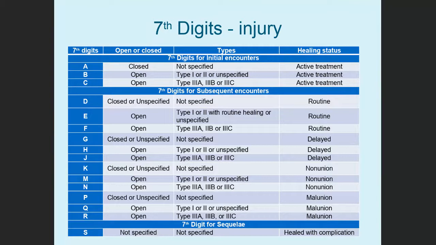However, these digits also indicate the healing status. Is it routine healing? Everything's going fine. Is it delayed healing? Or is there a diagnosis of nonunion or malunion? Finally, digit S is used for sequelae. The fracture has healed, but there are complications. Examples are contractures, instability of a joint, or pain. Note that the same code is used throughout treatment, from the first visit through the healing process and, if appropriate, the sequelae. The only part that changes is the seventh digit.